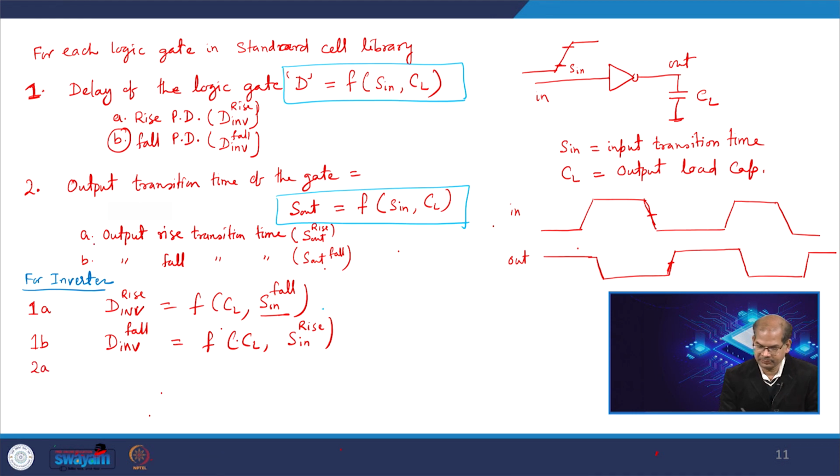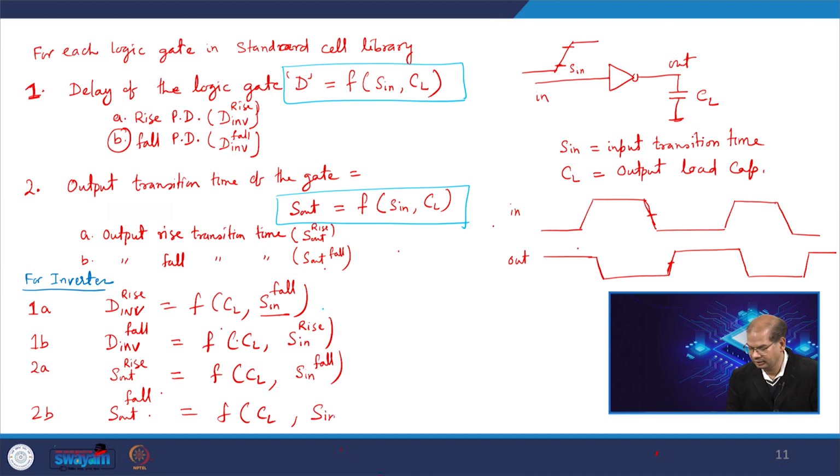Similarly, 2A is this parameter: S out rise is a function of CL comma S in fall. The rise slew will depend upon the input fall slew. Similarly, 2B, S out fall, will depend upon CL comma S in rise, correct. So these are the things, and this is why it is essential. If we are doing library characterization, you need to use those values. Let us say I want the rise propagation delay; I will change my CL and S in, so that my rise propagation delay will be found for different output load and input slew conditions. Similarly for all other cases.